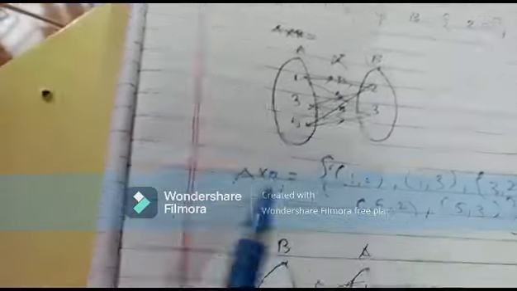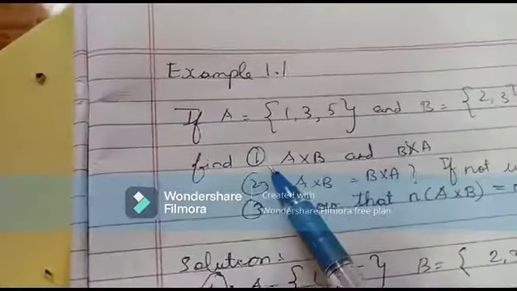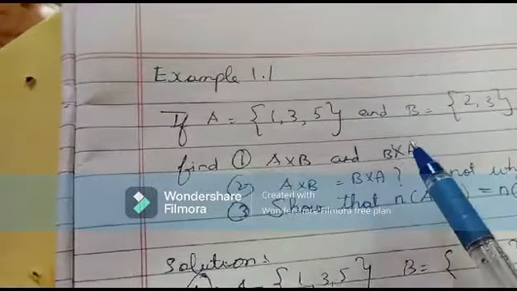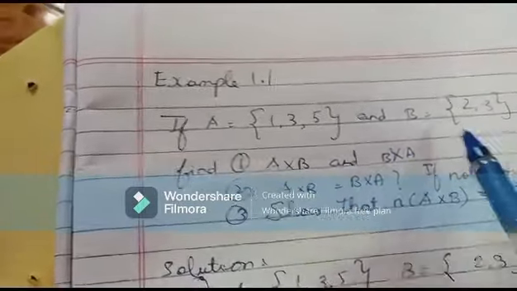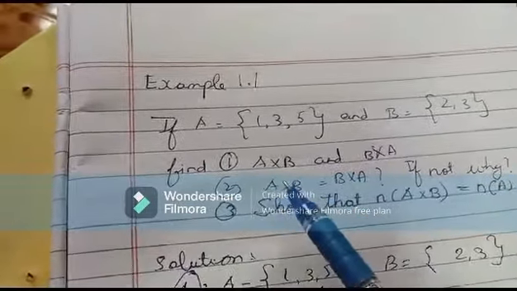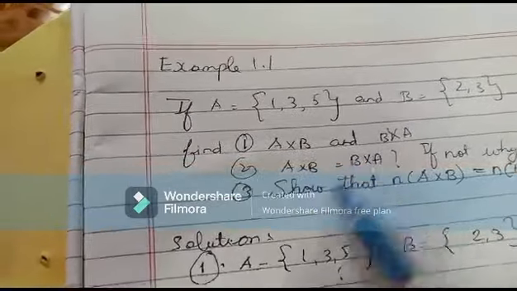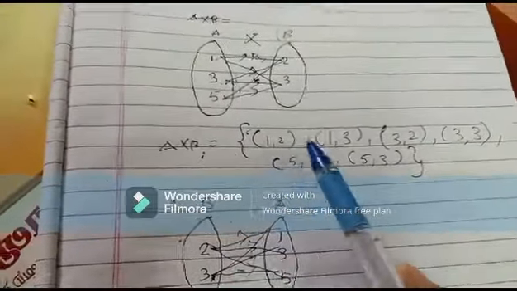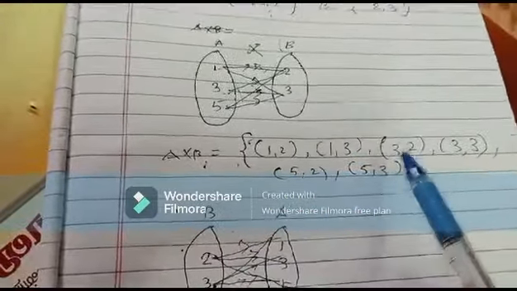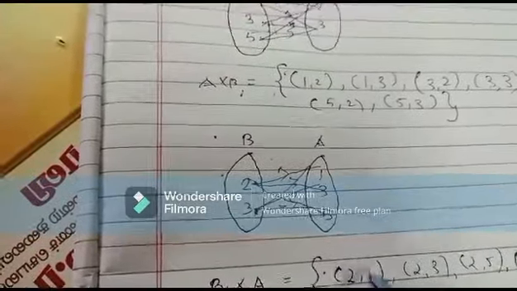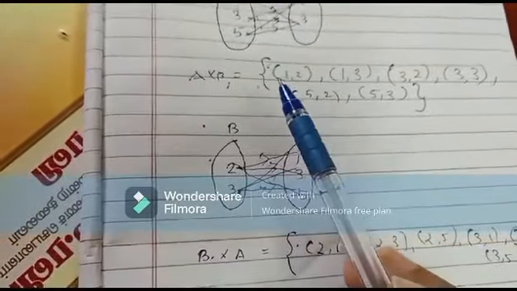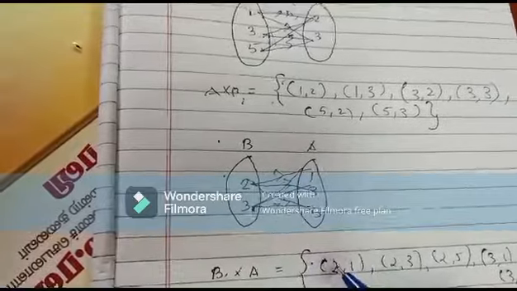So the first step we completed. The first step is to find out A cross B and B cross A, and we found both. Now we have to check whether A cross B is equal to B cross A or not. So we can check here straight away. A cross B is 1 comma 2, 1 comma 3, like that. But here it is 2 comma 1. See here, in A cross B it is 1 comma 2, but here it is 2 comma 1.